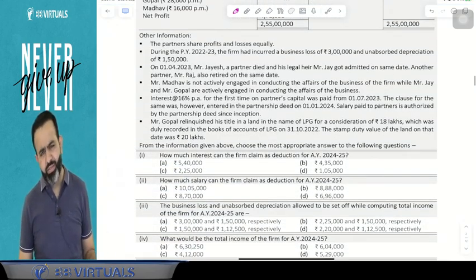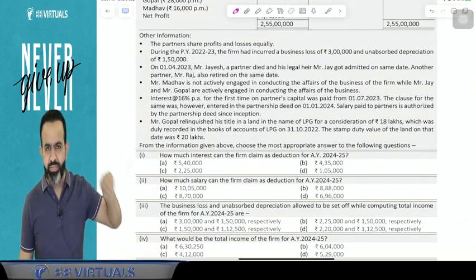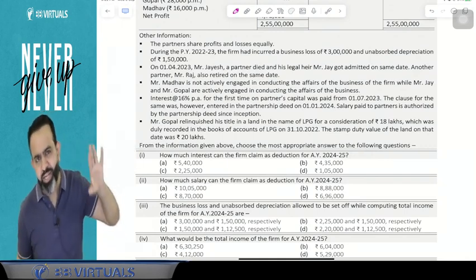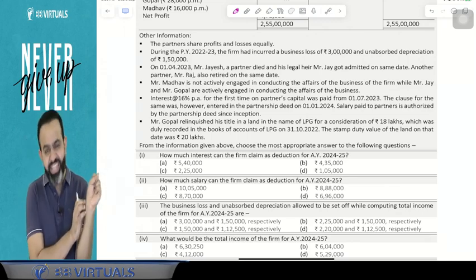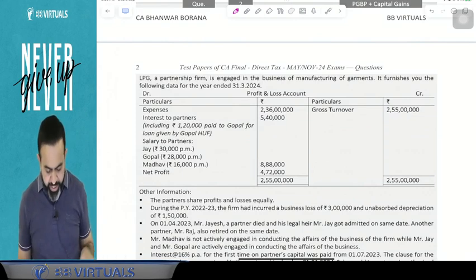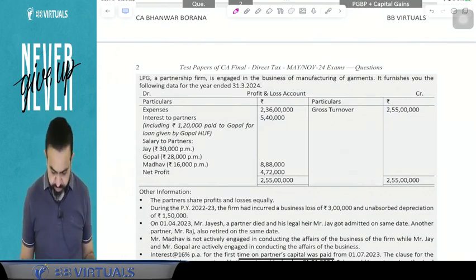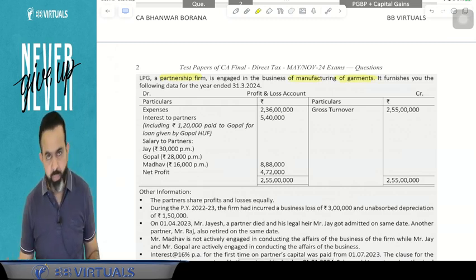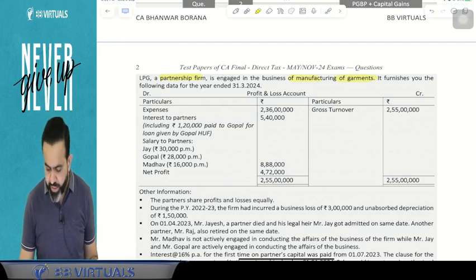I think many of you did not get the answer in the first try, but in the second or third try you may have got it. So guys, let's try this question. What does this question say? Pay attention. Here LPG is a partnership firm engaged in the business of manufacturing of garments.